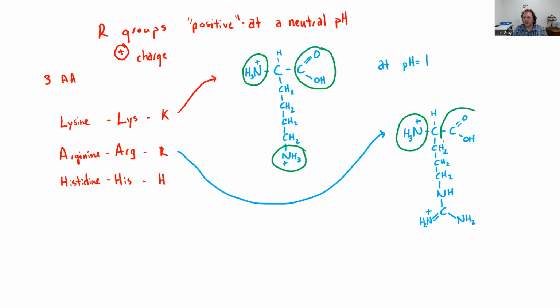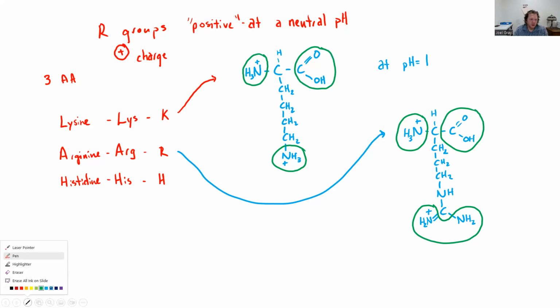My C terminus is neutral and protonated. My R group, I'm going to circle both of these nitrogens because it's a resonance stabilized group. We have a positive charge there, and at a pH of 1, it's going to have that positive charge, but that group can be deprotonated. Now, my last but not least positively charged amino acid is histidine.